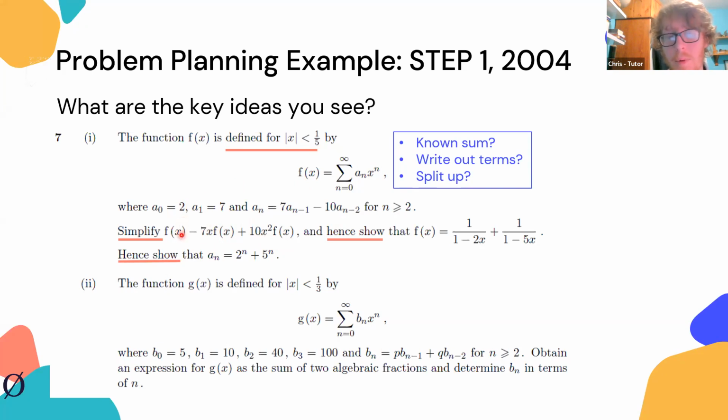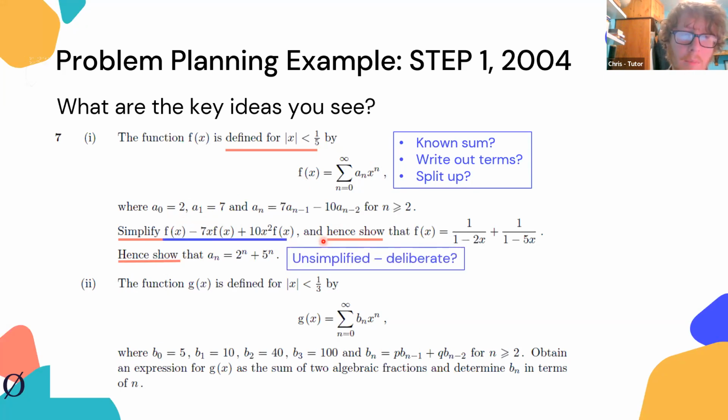As a couple of people noticed, if you bring up the next part, we do have a kind of numerical coincidence. In the previous line we have a_n equals 7a_(n-1) minus 10a_(n-2), so we've got that 7 and 10. In the next line we've got a minus 7x and a plus 10x squared. It's probably not a coincidence, no.